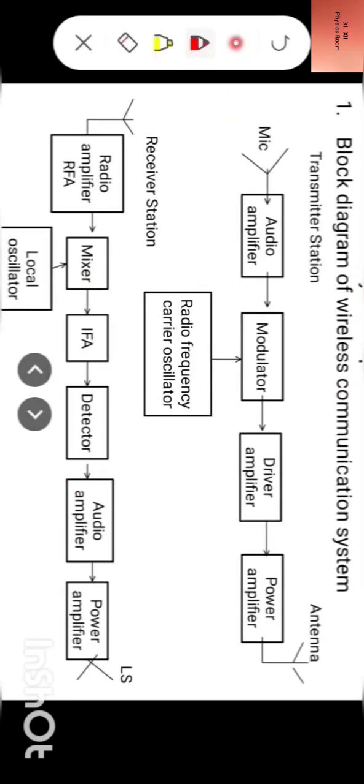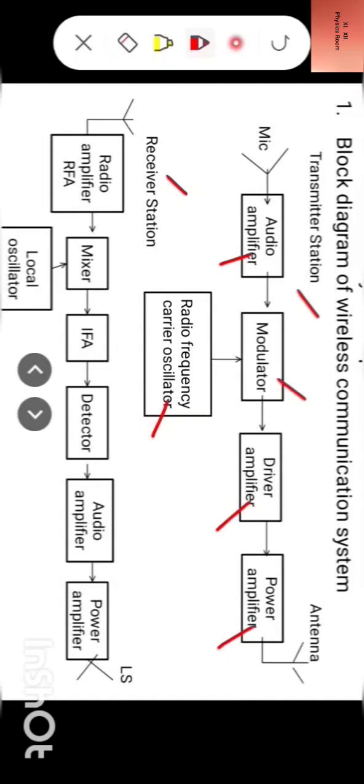Now look carefully at the block diagram of this communication system. This block diagram has two parts. One is the block diagram of transmitting station and the other is block diagram of receiver station. Now first we carefully look at the block diagram of transmitting station. This block diagram has amplifiers, oscillator and a modulator.